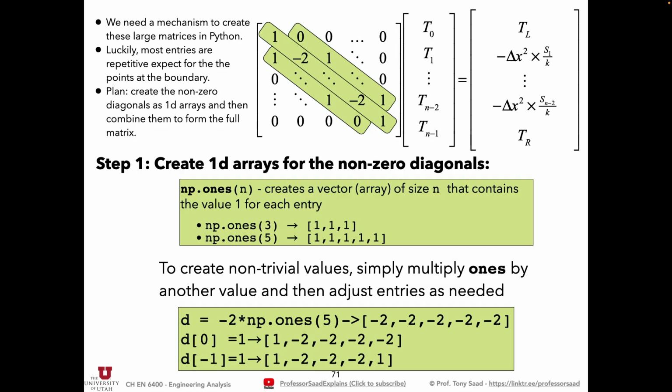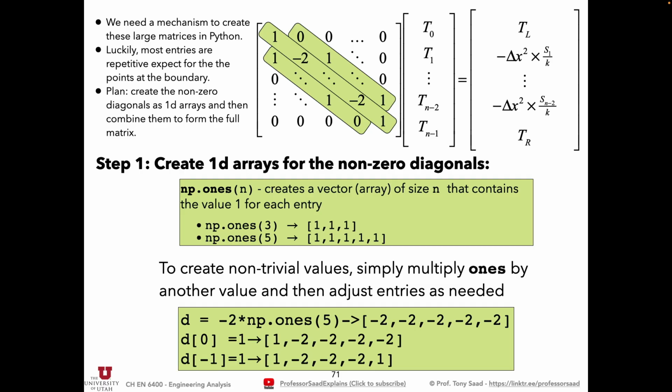Now there's still one issue. I need to fix the first and last points on the main diagonal, or the last point on this diagonal, or the first point on that diagonal. Remember forward and reverse indexing.